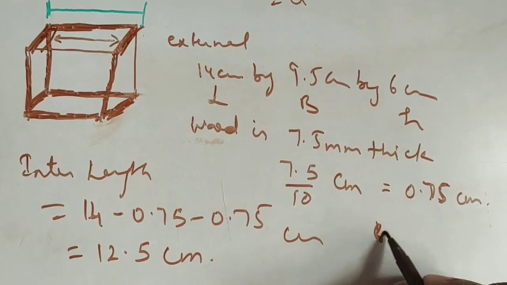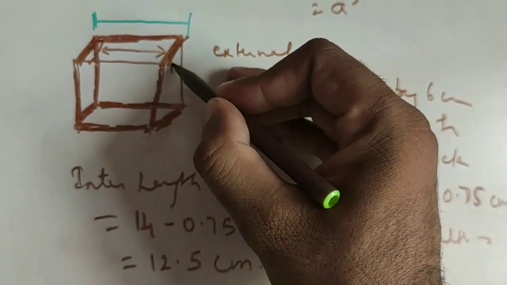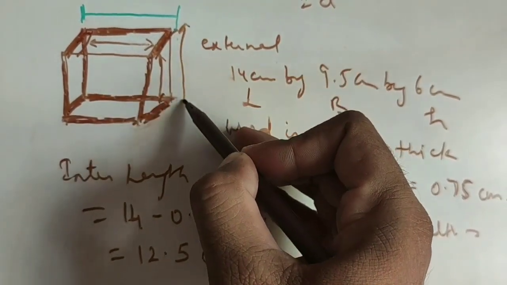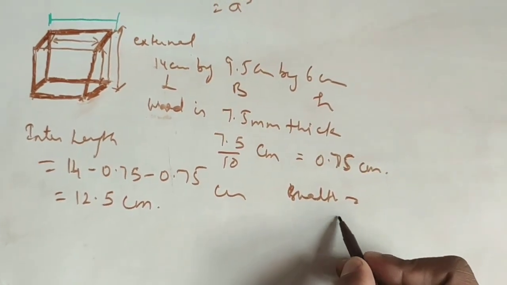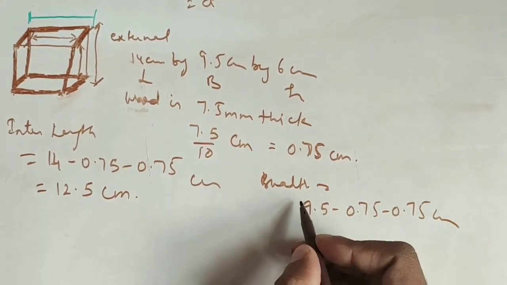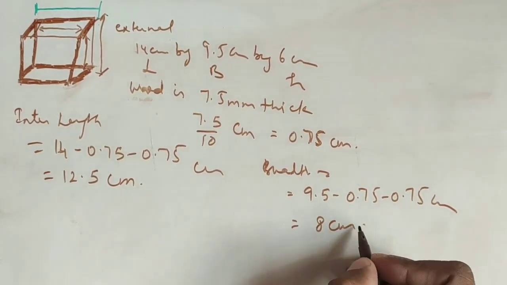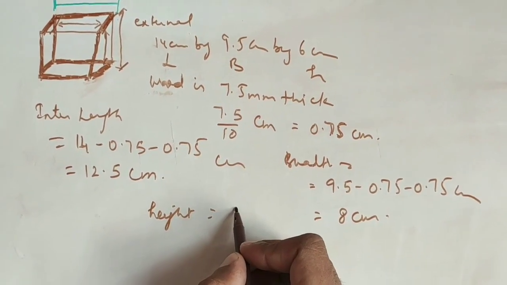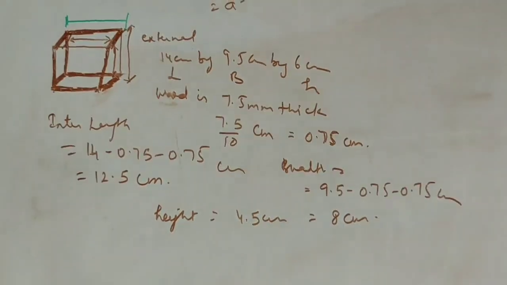Now internal breadth. In case of internal breadth also, you will find the same thing. This is the internal breadth, which will be less than the external breadth. What is the difference? The thickness. So breadth will be 9.5 minus 0.75 minus 0.75 centimeter. It will be 8 centimeter. Now the height. Similarly, you will get the height as 4.5 centimeter. So these are the internal dimensions, these are the external dimensions.